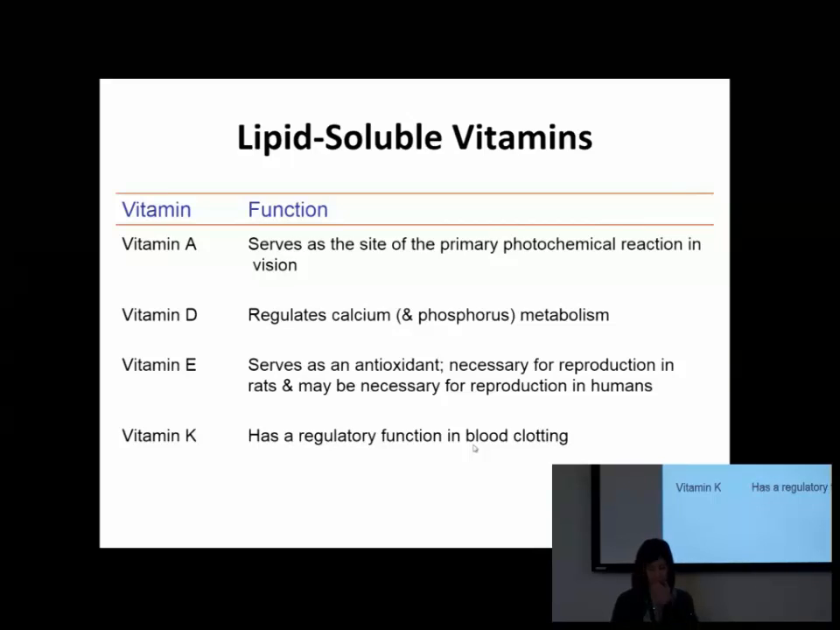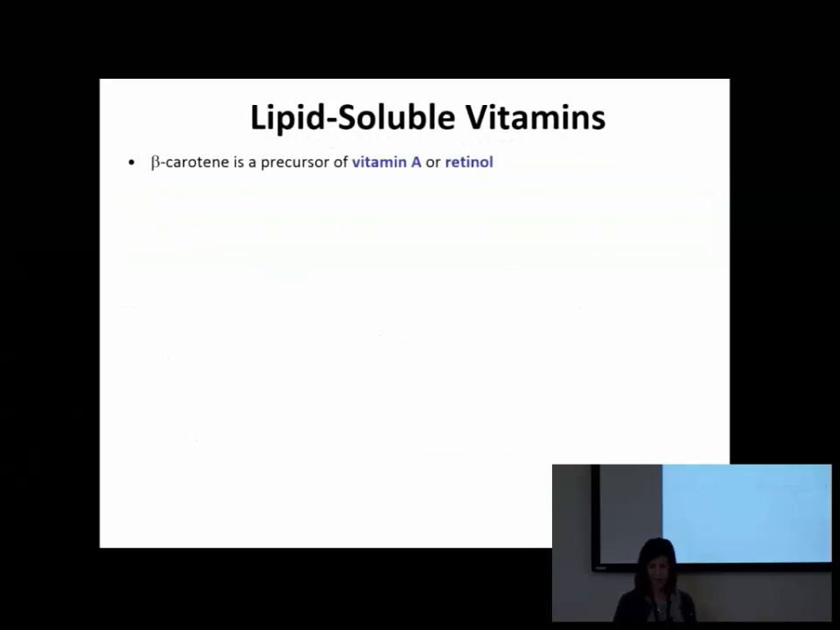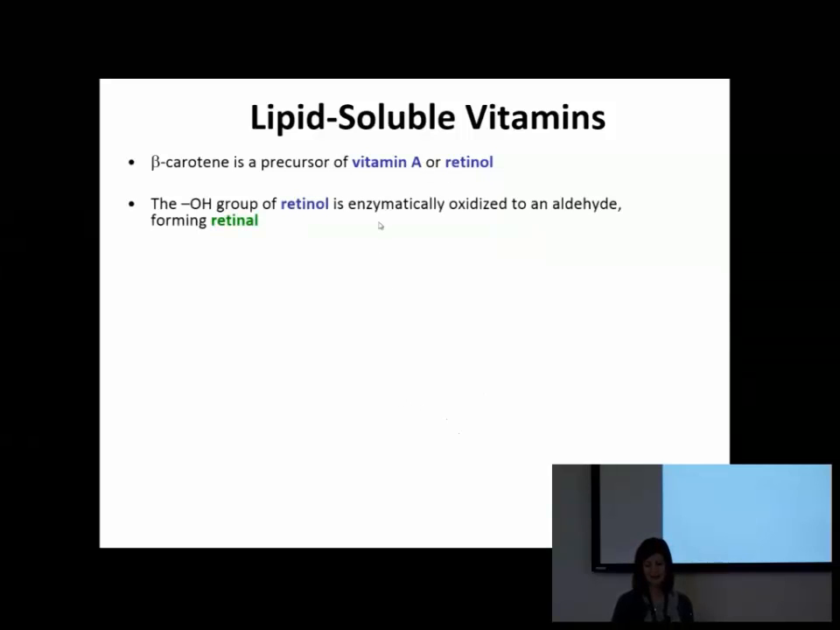Vitamin A, beta carotene, or we can call it retinol. It's lipid soluble. What color is vitamin A? Orange. What happens if you eat too much beta carotene?